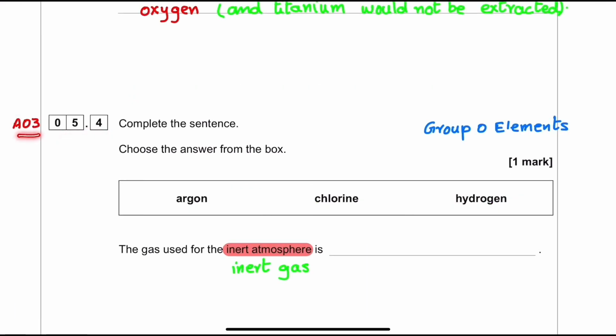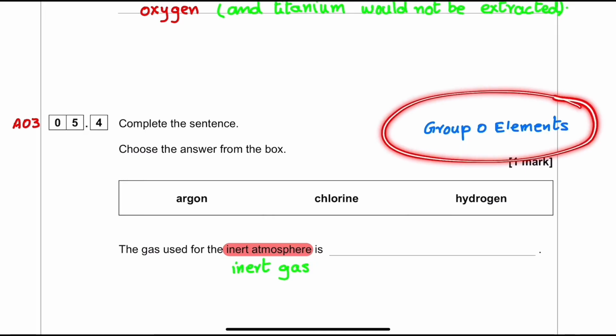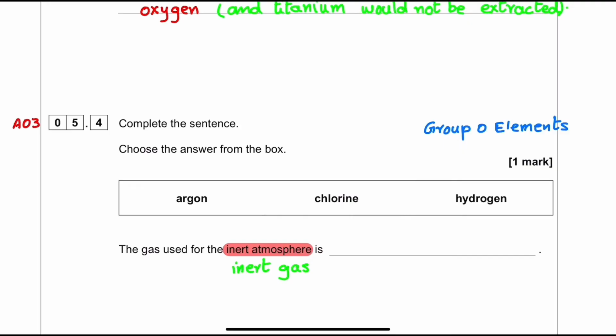5.4 is an AO3 question. Complete the sentence. Use the answer from the box, and this question is from the topic of group 0 elements. The gas used for the inert atmosphere is inert, meaning we need an inert gas which is not involved in any chemical reaction, that is argon.